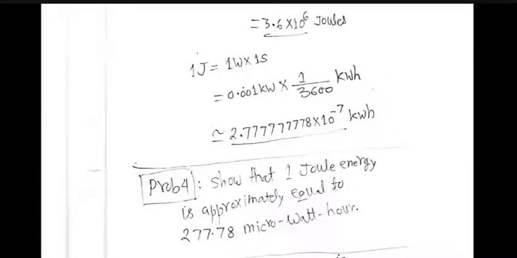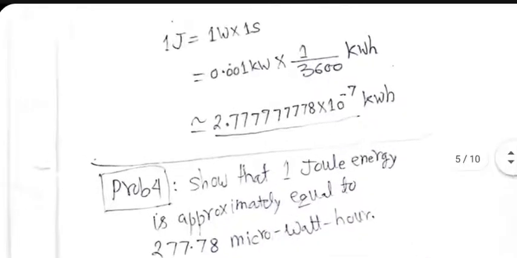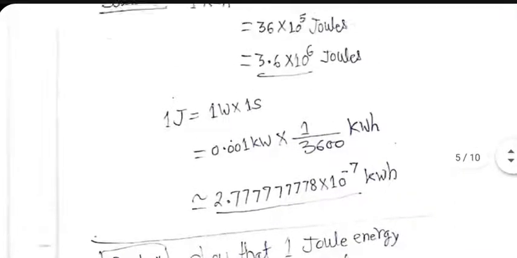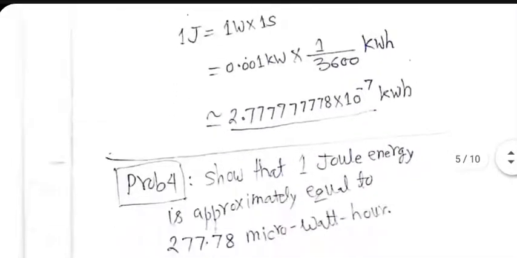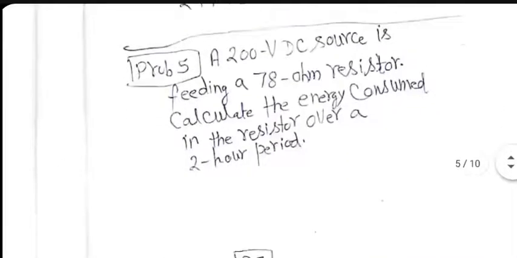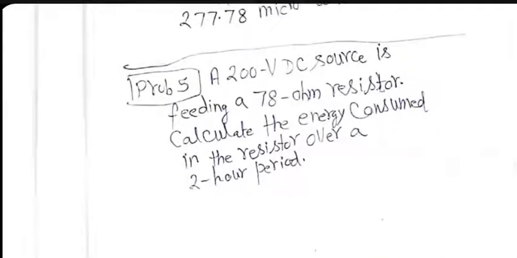Next problem, show that 1 joule energy is approximately equal to 277.78 microwatt hour. This is actually the result in the previous problem stated in a slightly different way. Kilowatt hour has been converted in this problem to microwatt hour. Do the conversion, you should get this answer. Problem 4 is very easy to figure out based on problem 3's answer. Problem 5, a little bit more interesting.